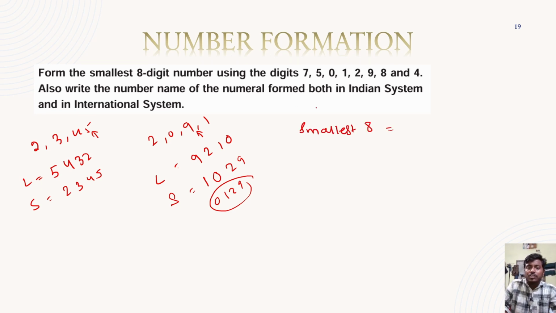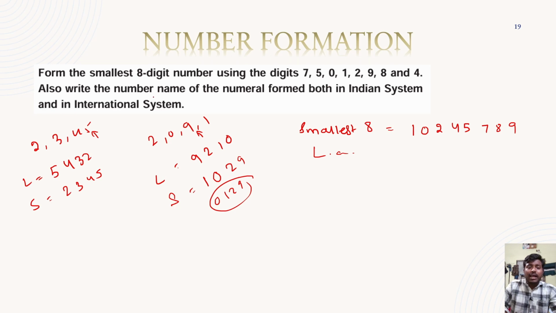Now write the smallest 8-digit number. So for the 8-digit number, first we write the smallest digit, that is 1, 0, not 0, 1. If you write the 0 first, it becomes a 7-digit number. That's why we write the 1, then 0. Then 1, then 0, then 2, 4, 5, 7, 8, and 9. Now write the largest from the smallest 8-digit number.